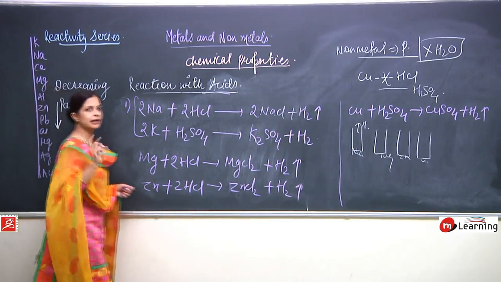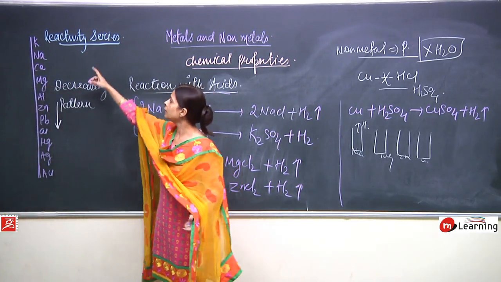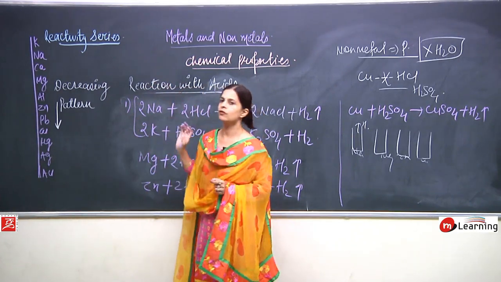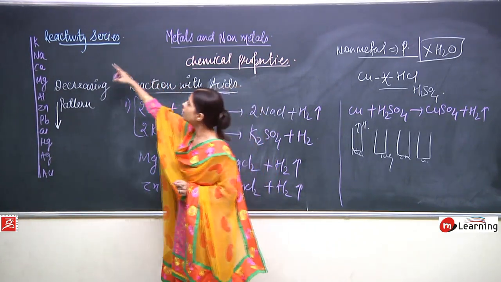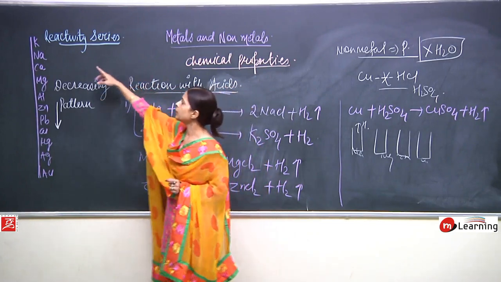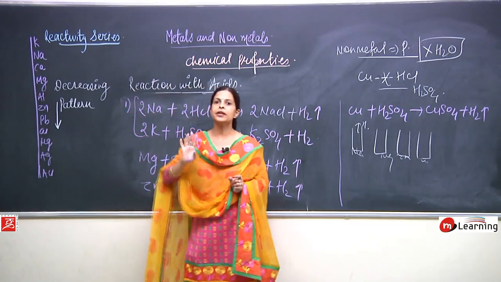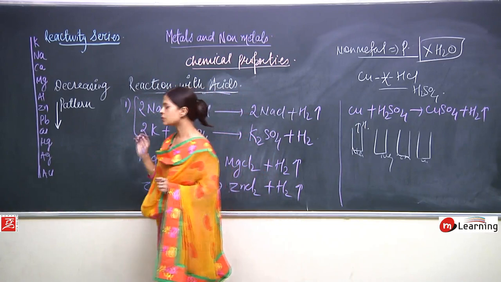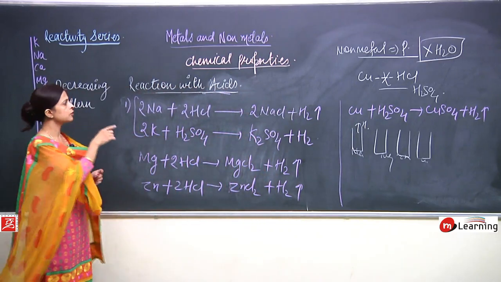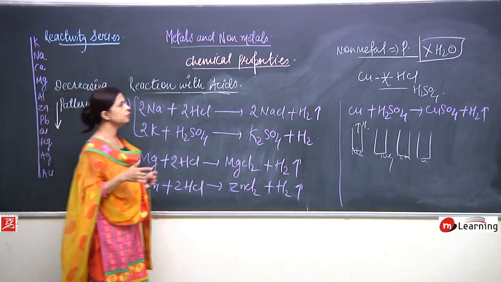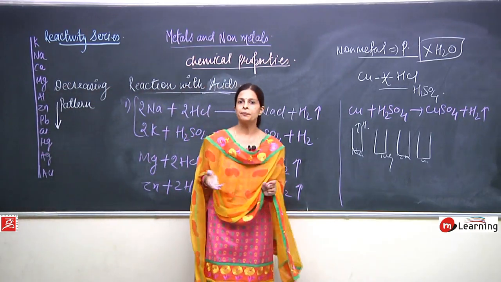Why? Because one thing we have to keep in mind, the gist of this chemical property, is that we have to move according to the reactivity series to understand that potassium and sodium are very, very reactive, and that gold is least reactive. So the same happened in the case of the reaction with acids also. Now we are going to move to the next step.